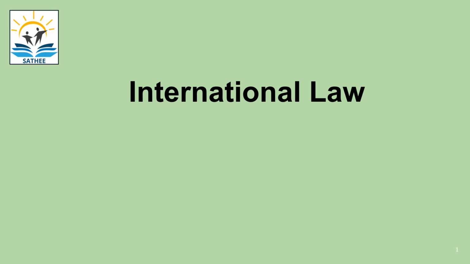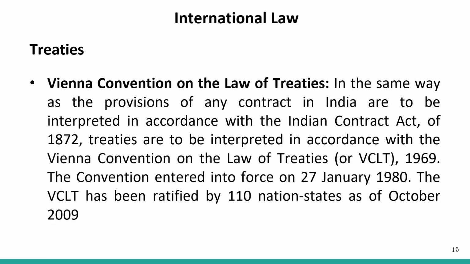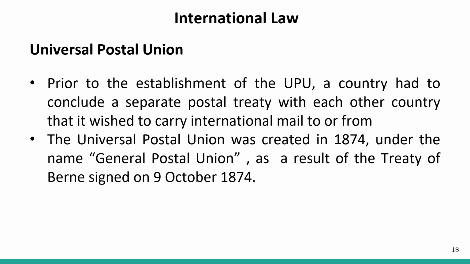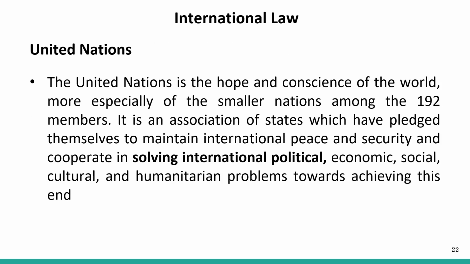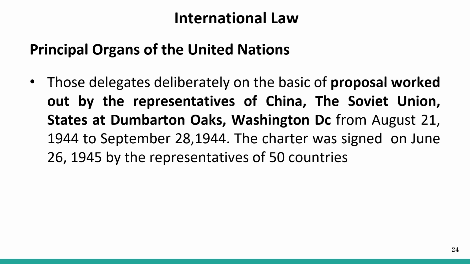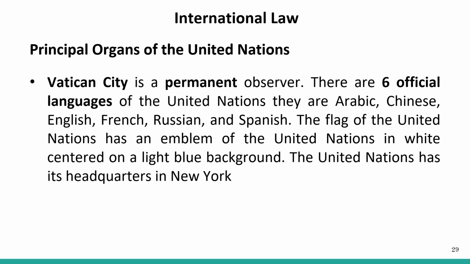In the current lecture series, we are going to discuss the important areas in relation to the parts of the United Nations. So these are the things that we have studied. We have studied the treaties. We have studied the Vienna Convention. We talked about the Universal Postal Union. Then we studied what exactly the United Nations is and how it came into being. We discussed the 51 members who were a part of the United Nations. Then we talked about the role of a permanent observer. Then, how many languages are there?